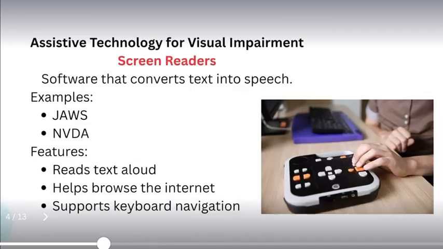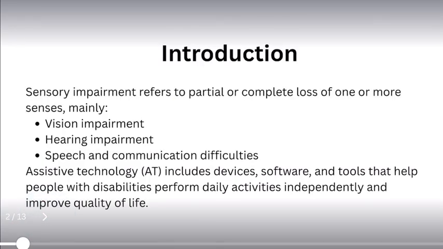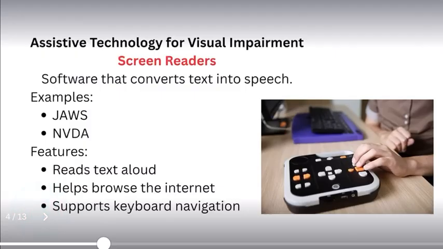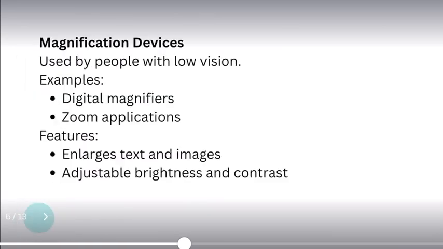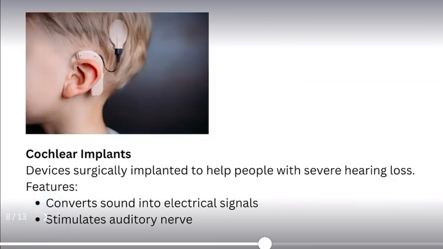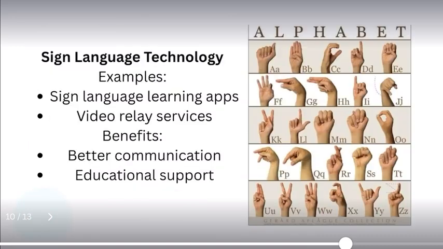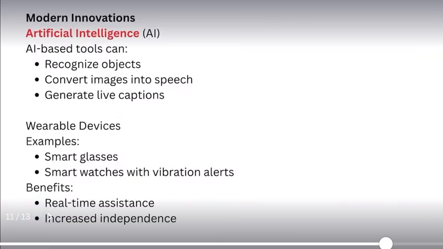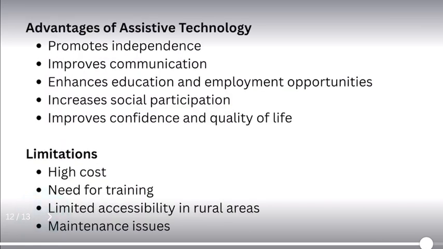So we dealt with the introduction to sensory impairment, its types, and examples of assistive technologies like screen readers, Braille, and magnification devices, and for hearing impairment, cochlear implants, speech to text technology, sign language technology, and other artificial intelligence technologies, and their advantages and limitations.